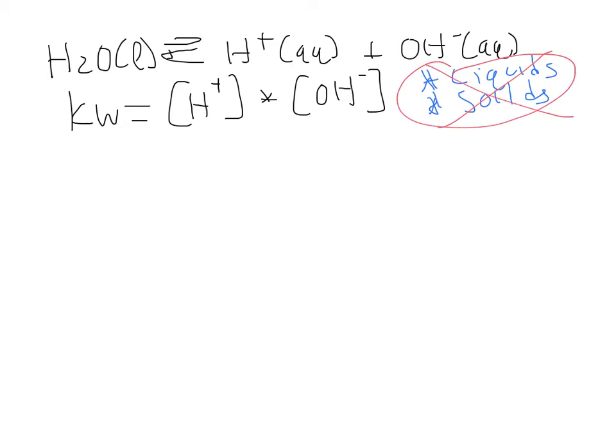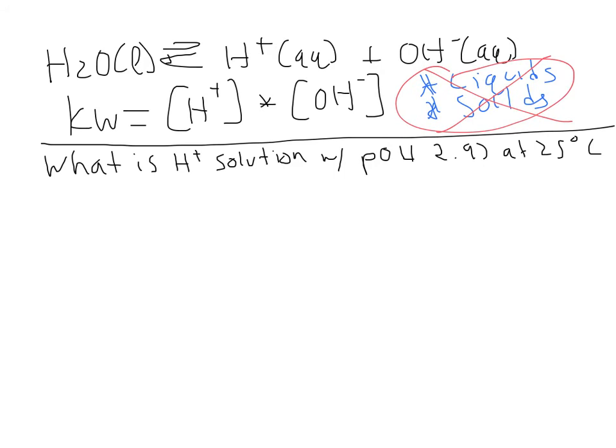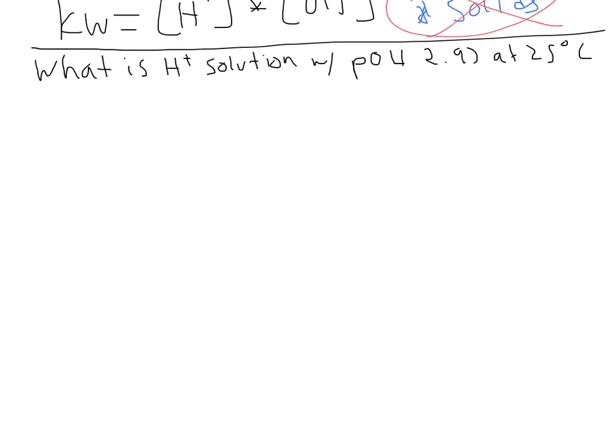So we're given this constant expression, Kw equals H plus times OH minus. And the problem asks for the concentration for an aqueous solution with a pOH of 2.97. Let me write that down real quick. I'll make a little bit of space right here and lift that up.